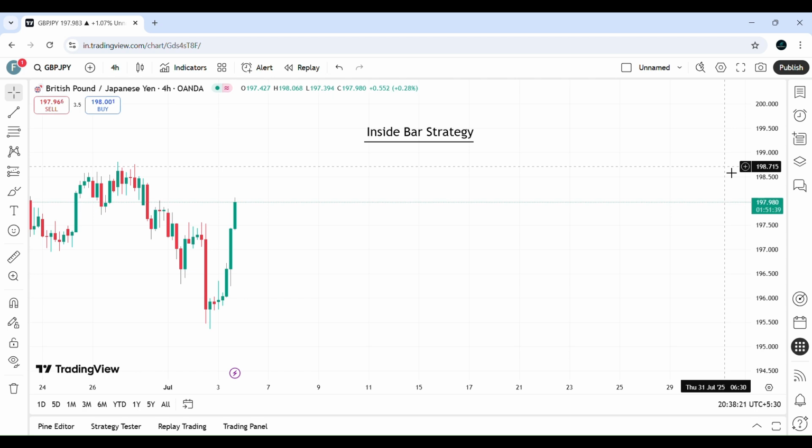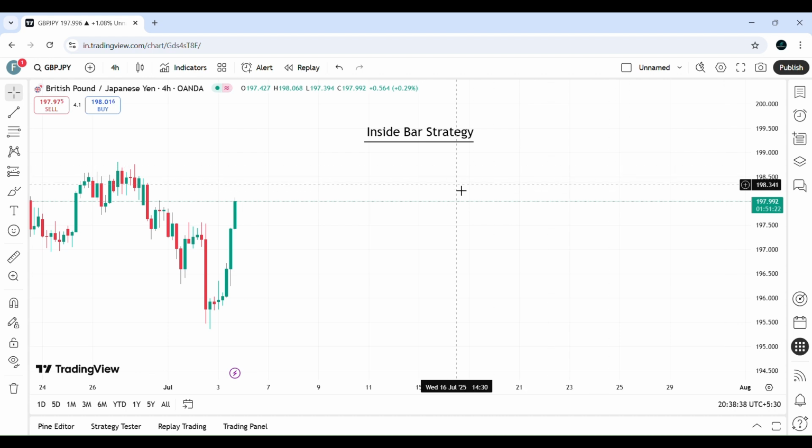Today I'm going to show you a simple yet very straightforward forex strategy that has helped me boost my profits a lot. I easily catch around 50 to 200 pips every week. I bet you can do the same. It's called an inside bar strategy. So what is an inside bar strategy?